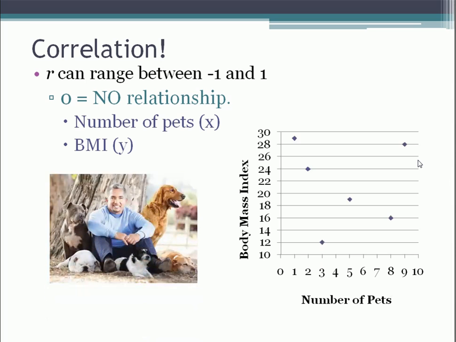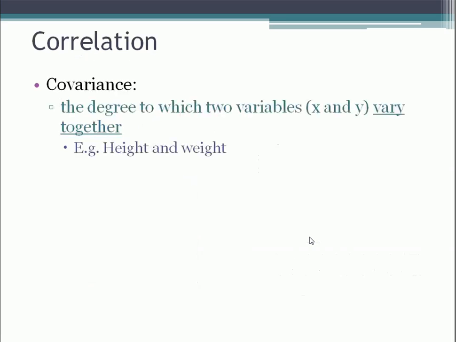So the number of pets you have and your BMI, right? That doesn't really tell me anything about this pattern, right? If I know how many pets you have, that doesn't tell me about your body mass index and vice versa. So these two things are unrelated. And as a correlation gets smaller, as it gets closer to zero, the data points are going to spread out. They're going to look more like a shotgun pattern. They're going to be kind of all over the place.